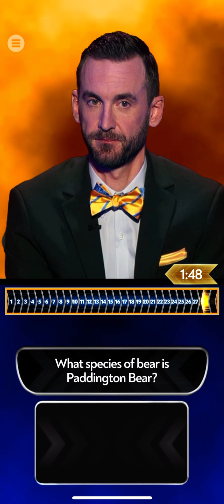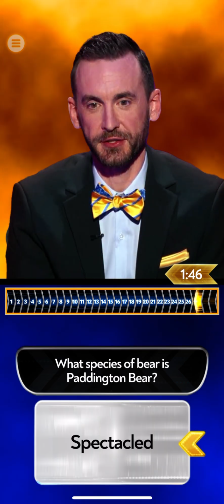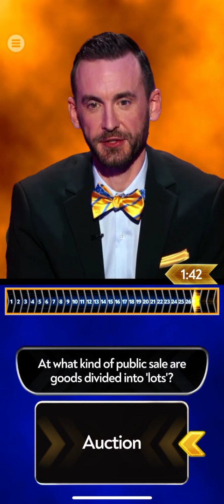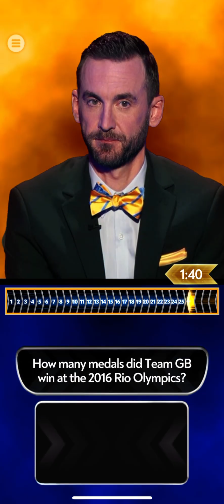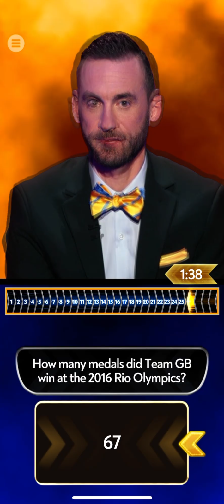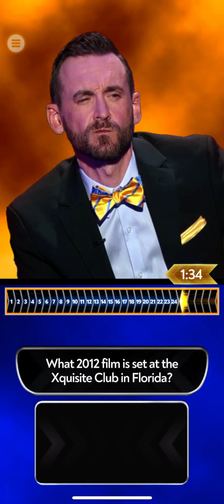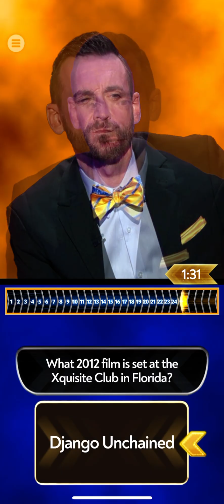What species of bear is Paddington Bear? At what kind of public sale are goods divided into lots? How many medals did Team GB win at the 2006? What 2012 film is set at the Exquisite Club in Florida?